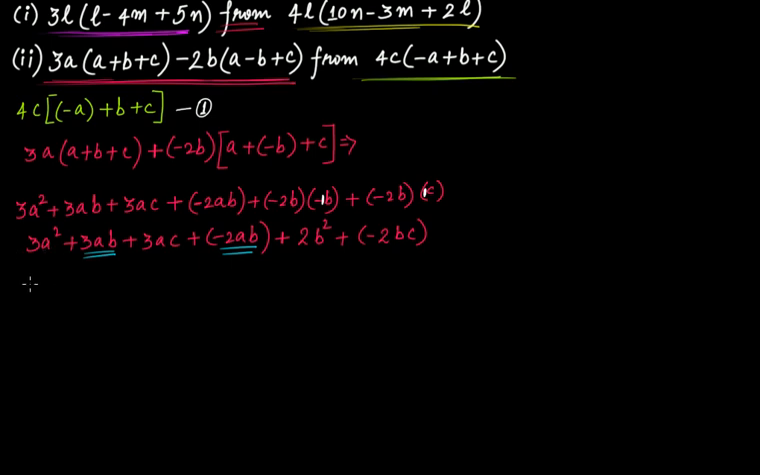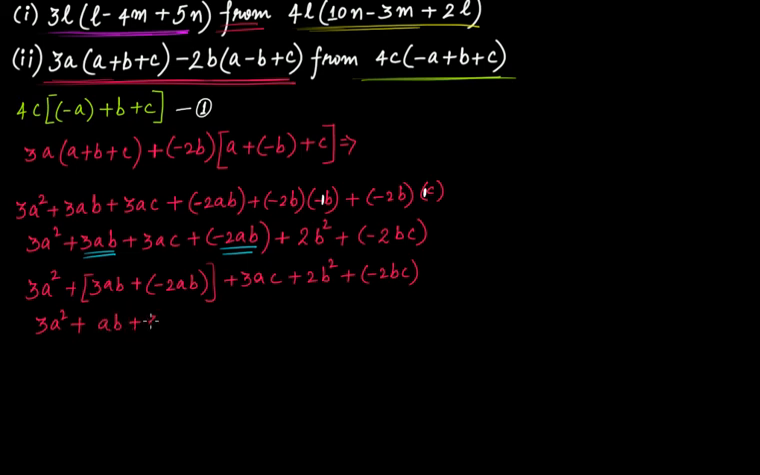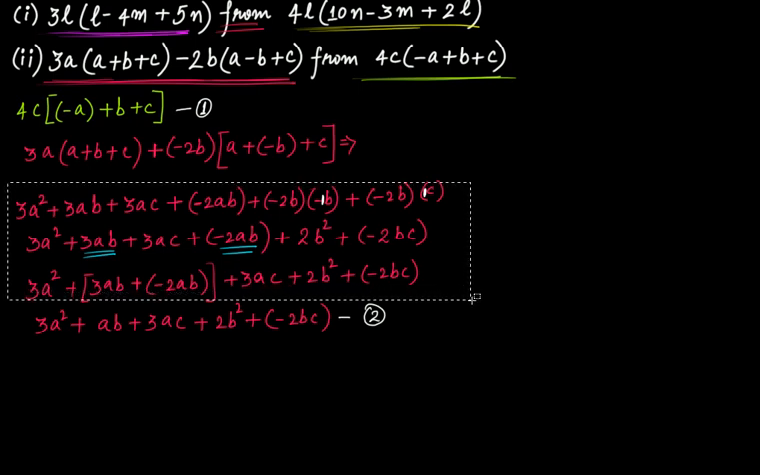So first let's write this 3a squared, okay, 3ab and plus minus 2ab, okay, then you have 3ac, that is 3ac plus 2b squared plus minus 2bc. So this is 3a squared plus 3ab minus 2ab means what? 1ab, that is ab plus 3ac plus 2b squared plus within the bracket minus 2bc. So we have our second expression ready, the simplified form of this one. Okay, let me remove all these things. We don't need this. Control X.